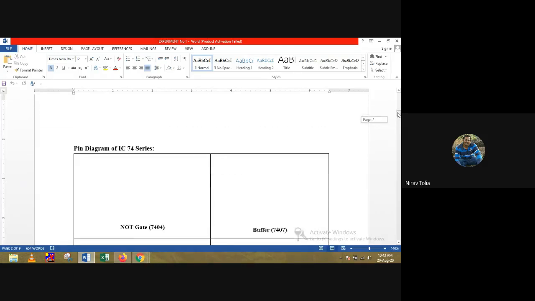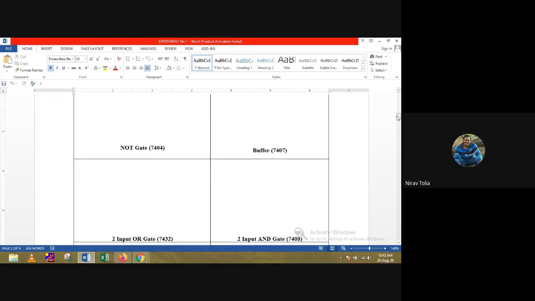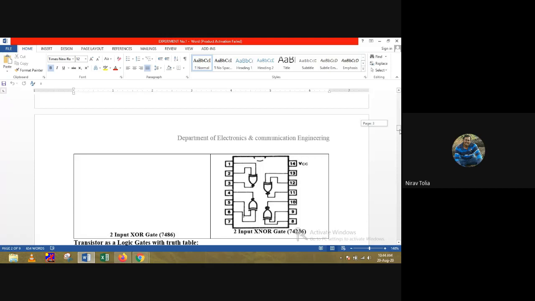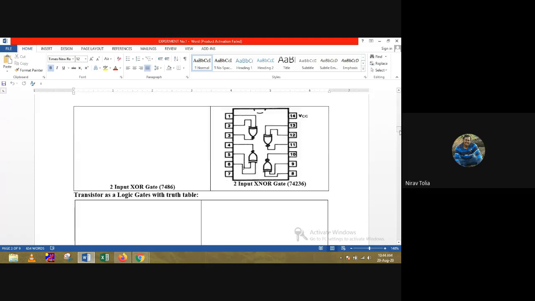So these are the IC names. The NOT gate IC name is 7404. The OR gate IC name is 7432. The AND gate IC name is 7408. The NAND gate IC name is 7400. The NOR gate IC name is 7402. And the exclusive OR gate IC name is 7486.